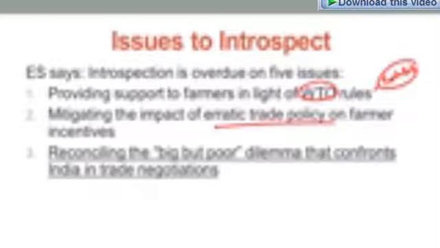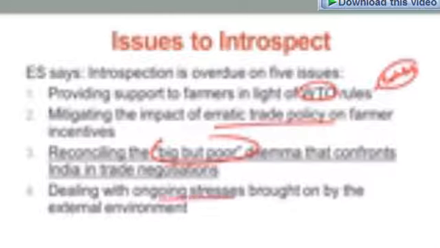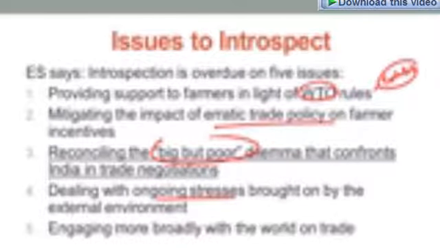Second is that erratic or volatile trade policy hurts the farmers a lot. Farmers are not able to predict. So they keep getting hurt because of trade policy. There is something called the big but poor dilemma. We'll see this a bit later in more detail. So this also has to be confronted. A lot of ongoing stresses are there. We have to correct those stresses. And in general, with trade, we have to engage better. How to better engage. So all these aspects are part of our discussion.